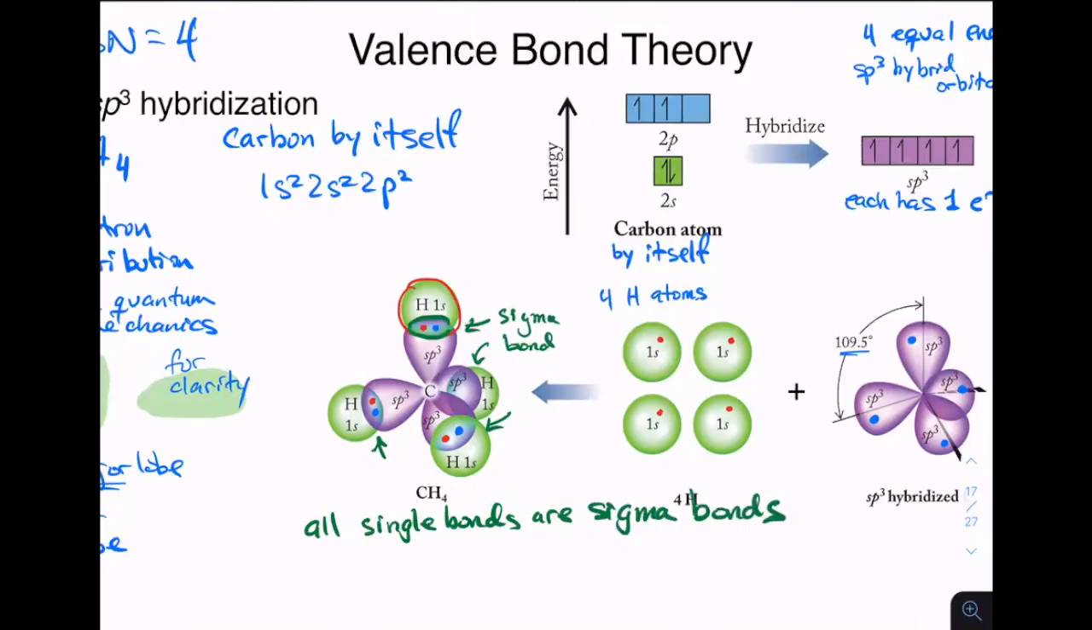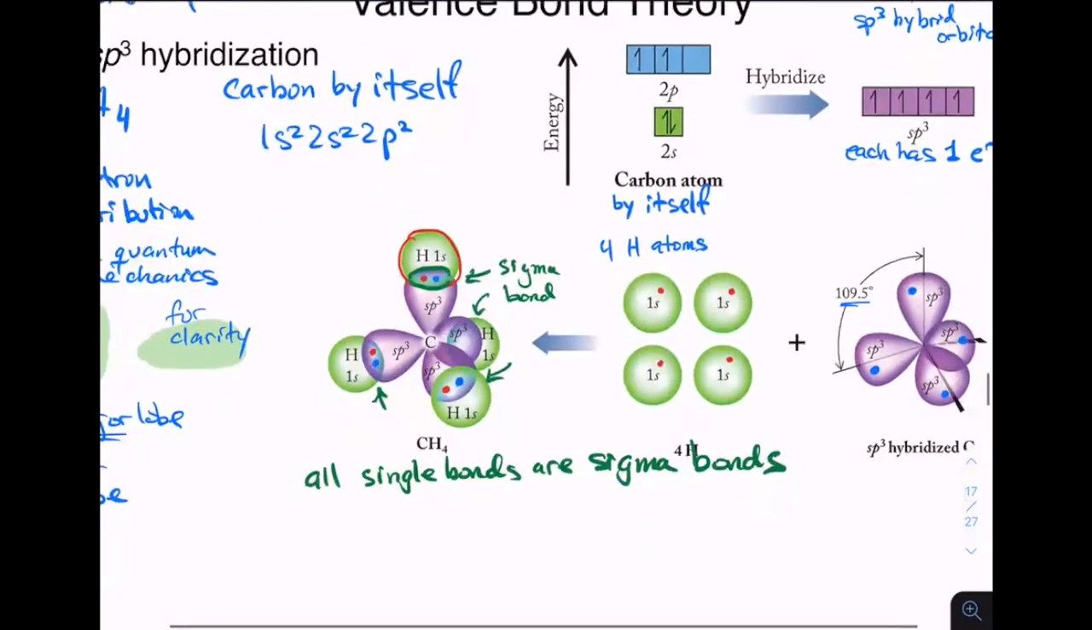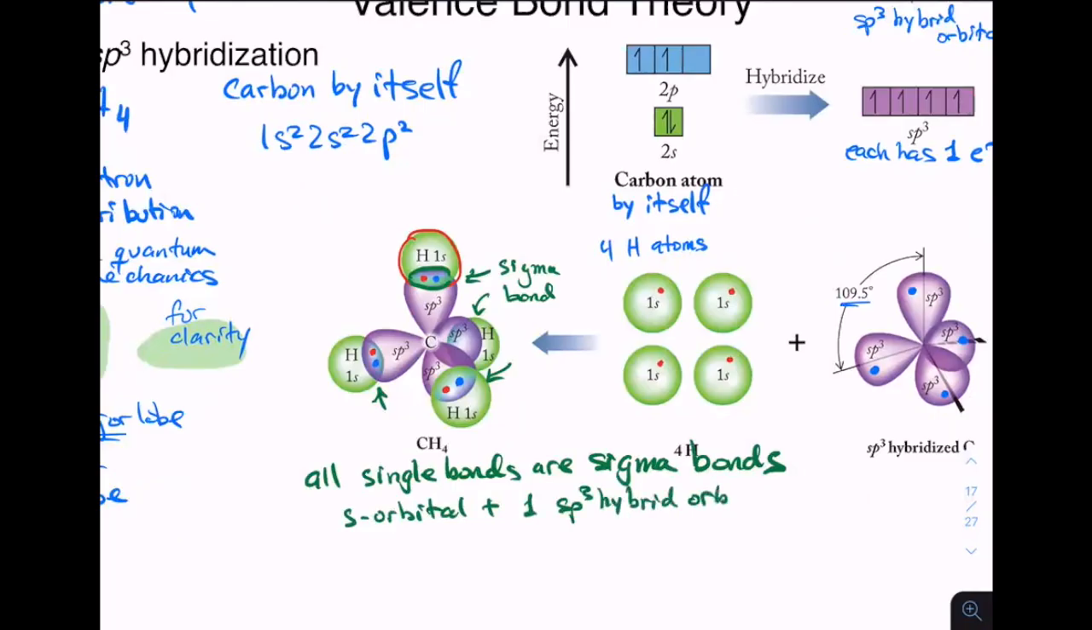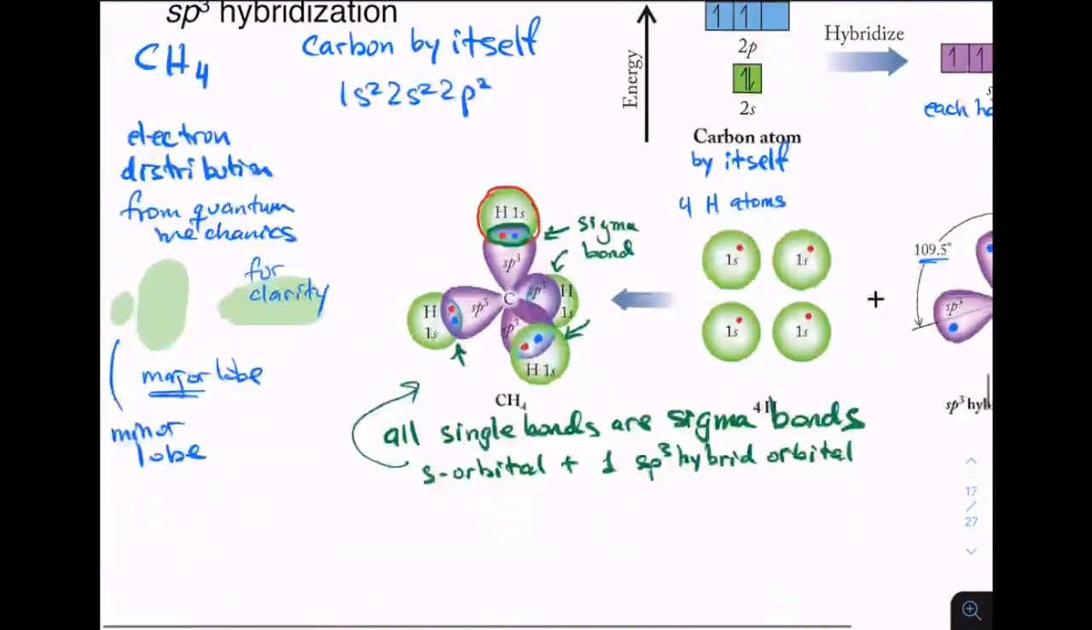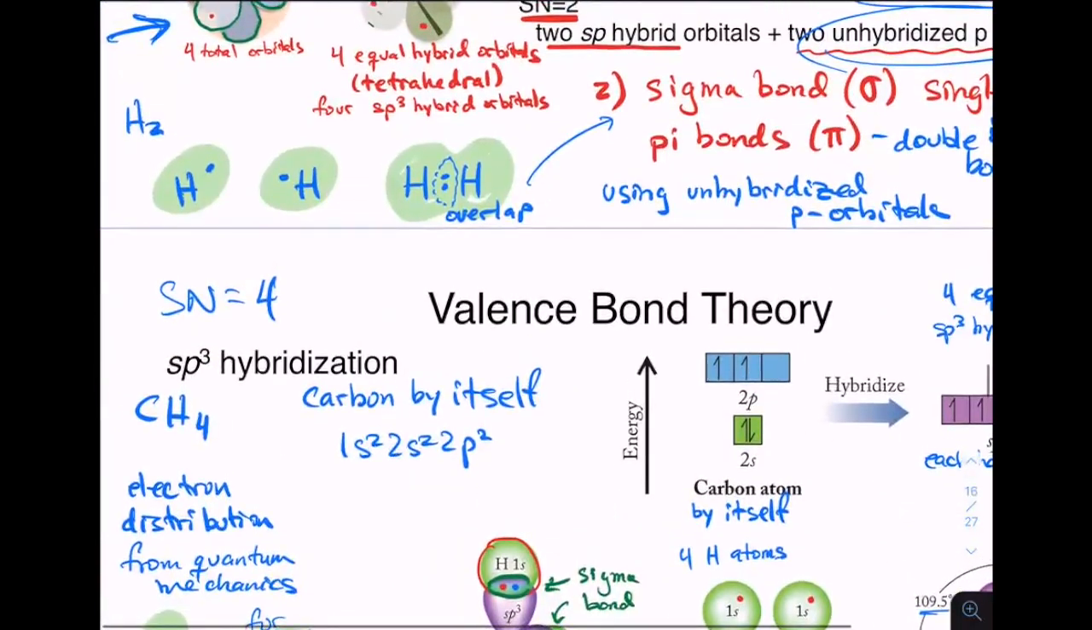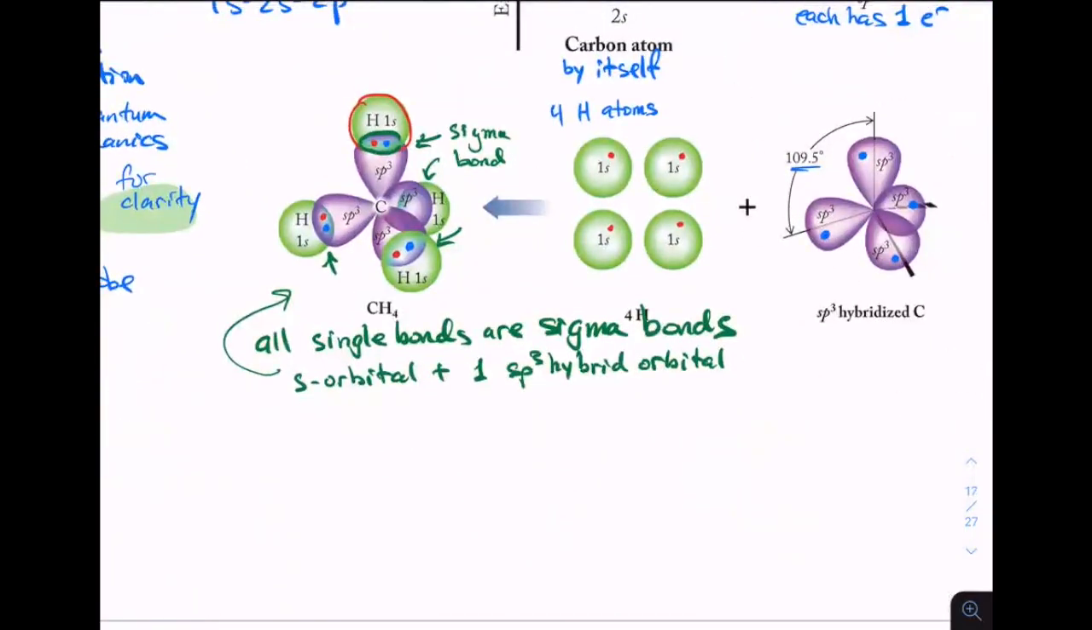And in this case, we're forming a sigma bond by merging an s orbital with one sp3 hybrid orbital. Right? That's what's shown here. We're making a sigma bond by joining an s orbital from the hydrogen atom with one of the 4 sp3 hybrid orbitals from carbon. Up above, when I showed this for molecular hydrogen, we also made a sigma bond by joining 2 s orbitals. So that's another way to make a sigma bond.